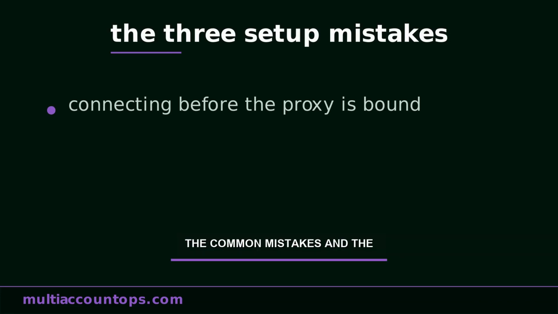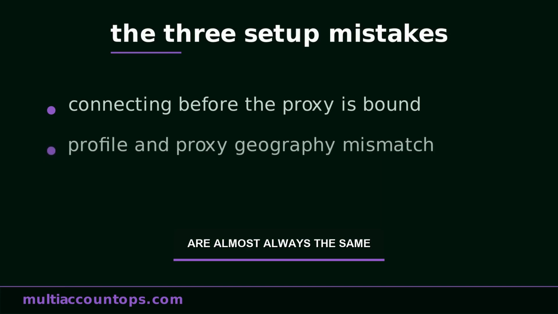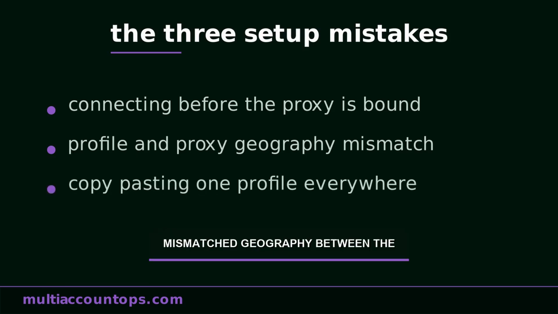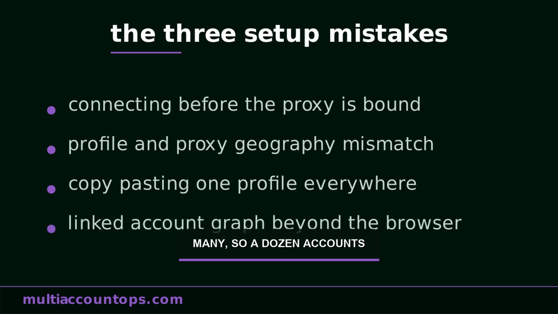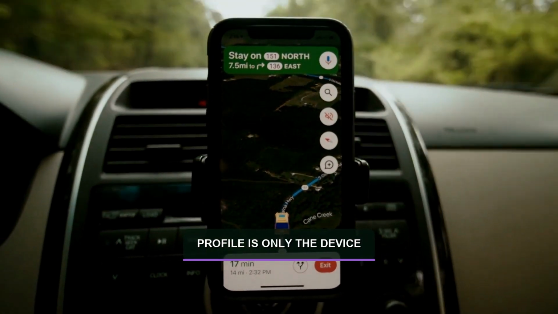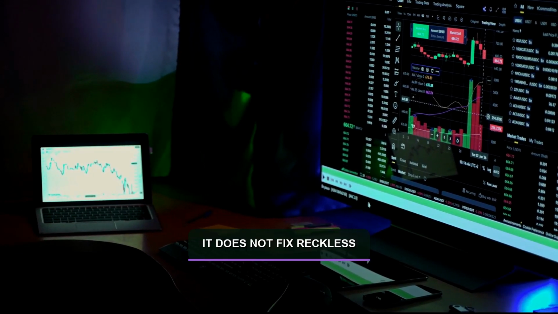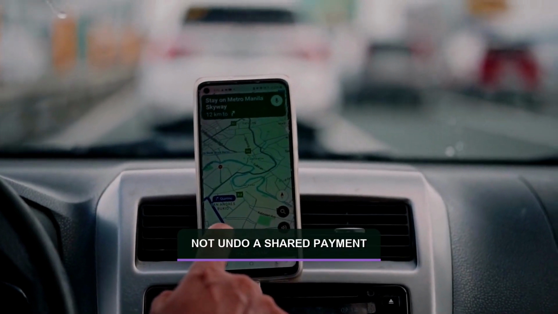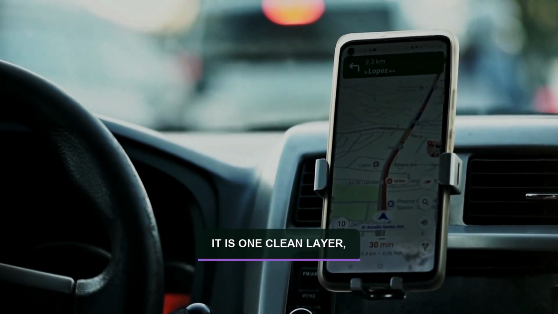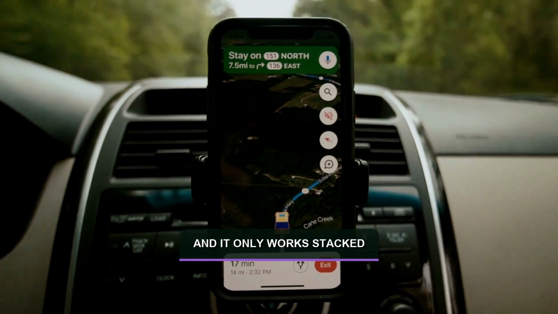The common mistakes and the honest limit. The setup failures are almost always the same three: leaking the real address by connecting before the proxy is bound, mismatched geography between the profile and the proxy, and copy-pasting one profile into many so a dozen accounts share one device. Avoid those and the device layer holds, but keep the honest limit in view. The profile is only the device story. It does not fix reckless behavior, and it does not undo a shared payment card or recovery number sitting in the account settings. It is one clean layer, and it only works stacked on the others.